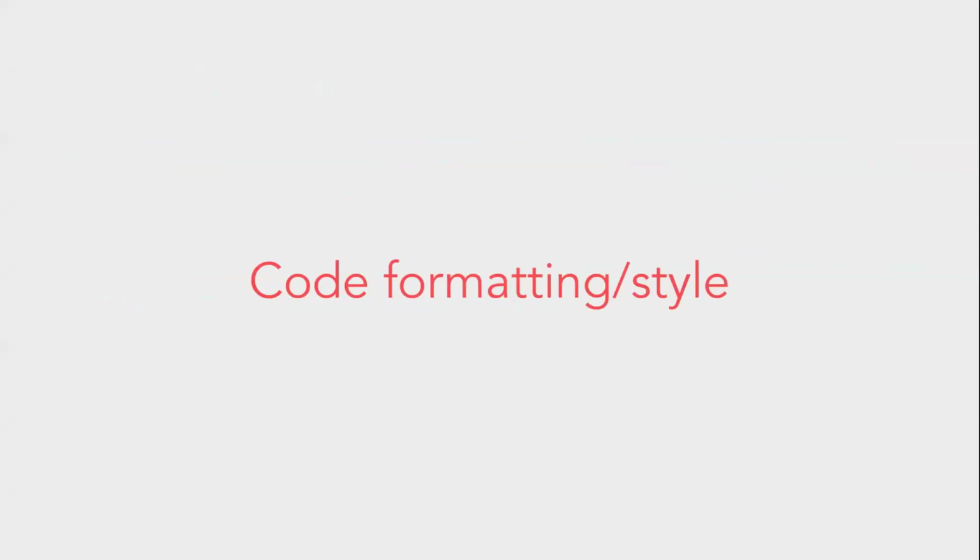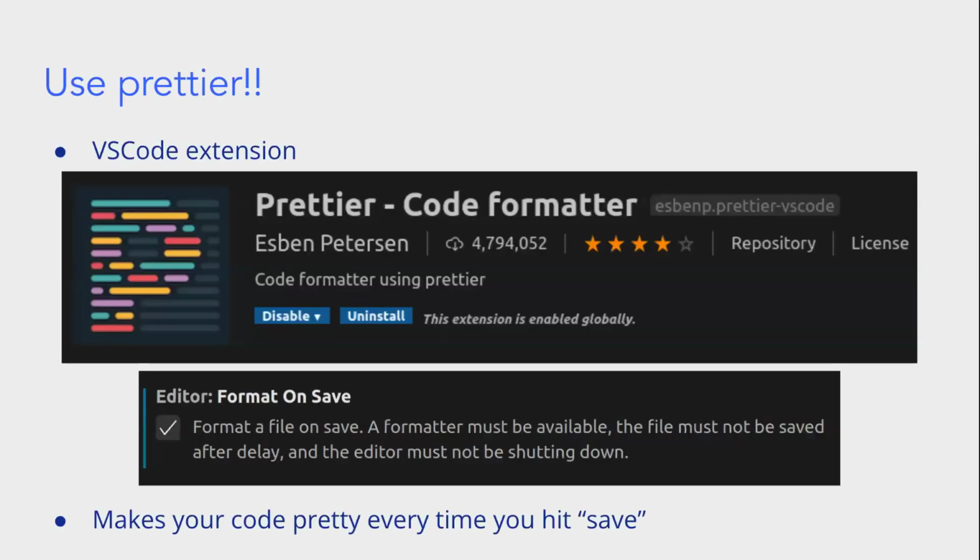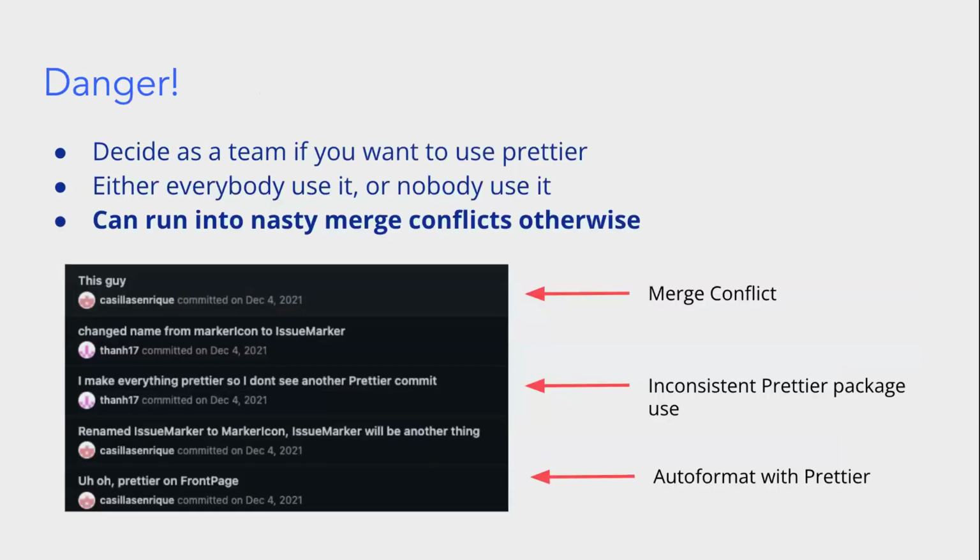The first one is code formatting and style. I don't know if you noticed, but in the workshops, we've been using Prettier, which is what makes our code readable and easier for everyone to see. We totally recommend it. It makes your code pretty every time you hit save. But something to keep in mind is that you have to decide as a team whether everyone will use Prettier or not to use it at all, because if only one person uses it, it leads to terrible merge conflicts that I would like to avoid as much as possible.